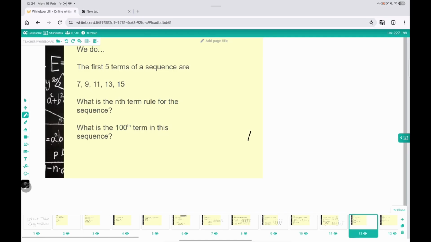Okay, so like before, 7, 9, 11, 13, 15. Okay, let's investigate that. So we're going up in 2s. We already know that the first step of our position to term is we're timesing by 2, which gives us 2, 4, 6, 8.